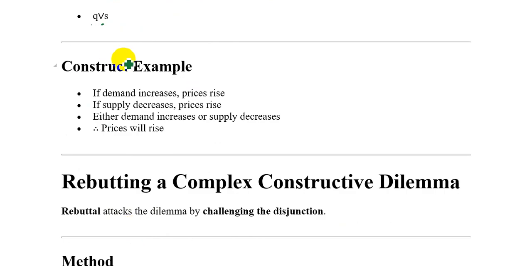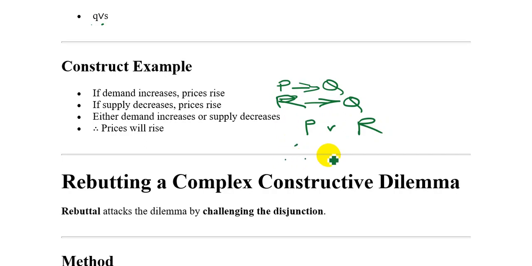So for example, if demand increases, price rises. If supply decreases, then price rises. Again Q. Either demand increases, therefore, no, not therefore. P or R, therefore Q.